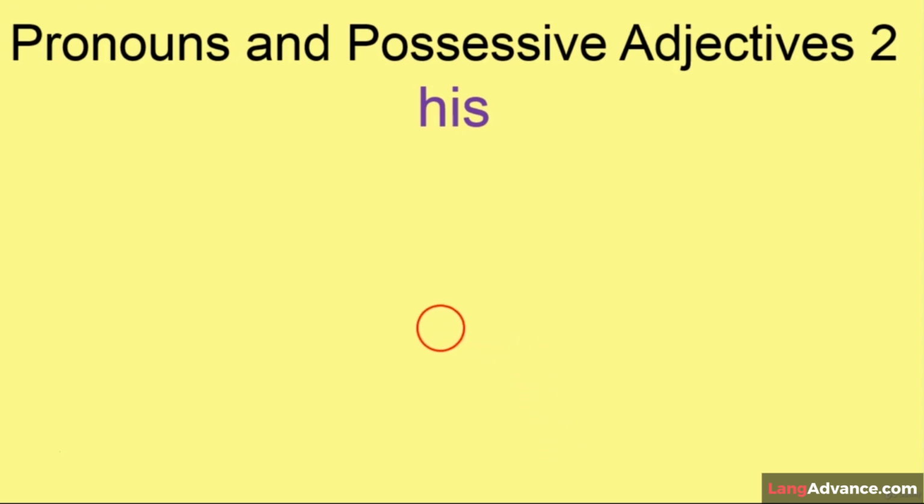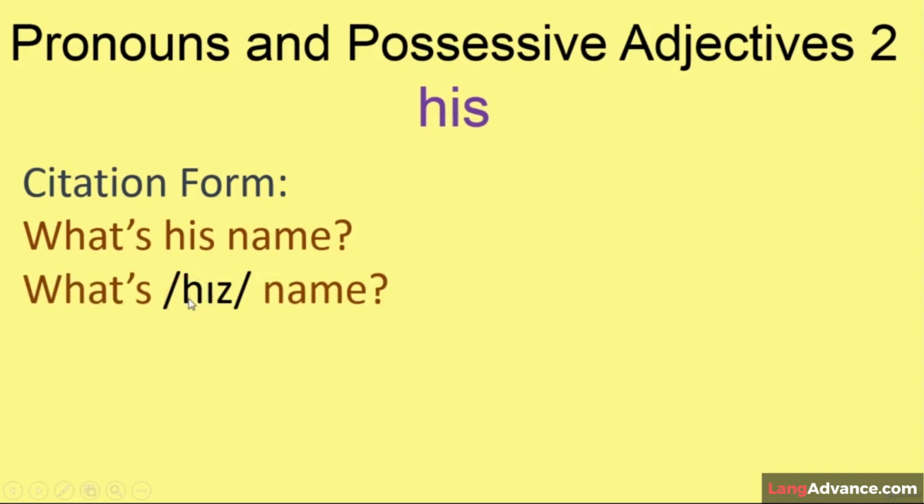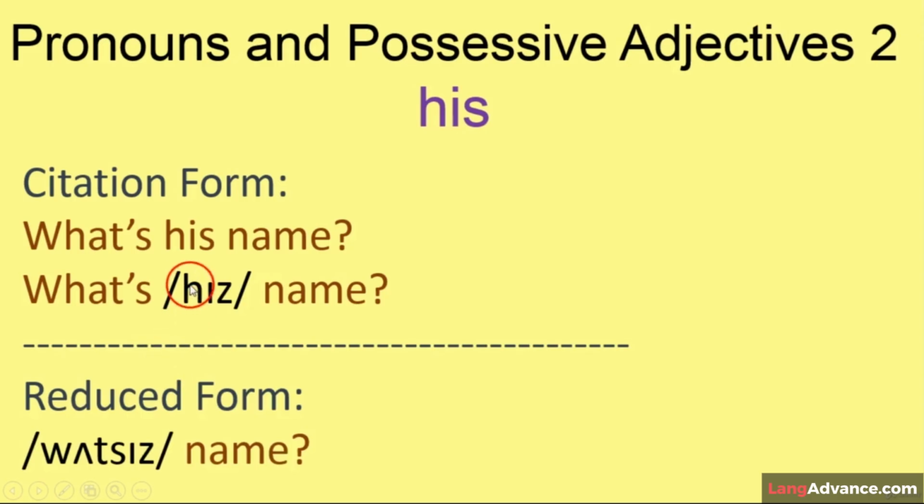Okay, now let's look at the word his. What's his name? Repeat. What's his name? In IPA format, it looks like this. However, in reduced form, we don't pronounce the H. We just say iz. When that's combined with what's, we say, what's his name?